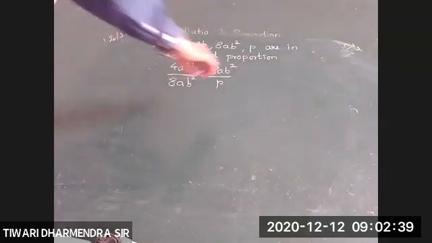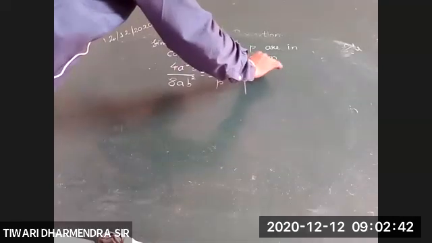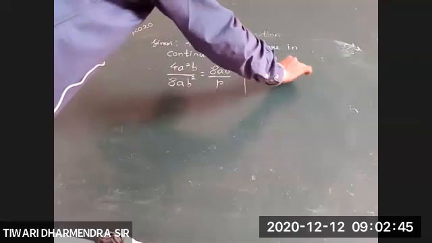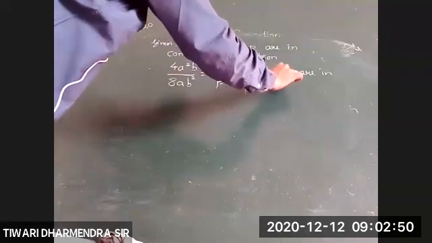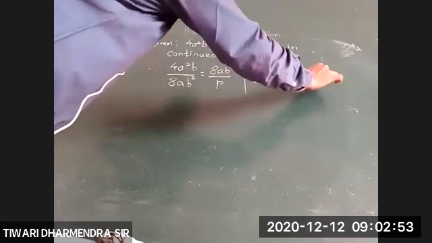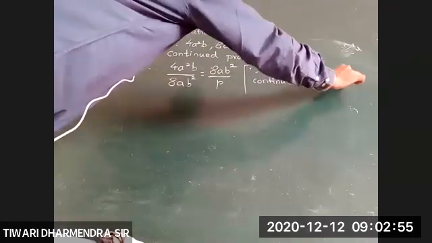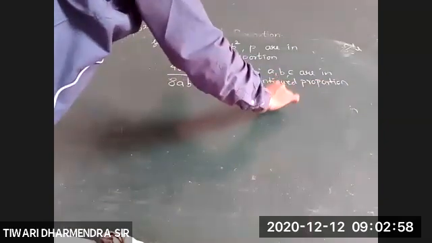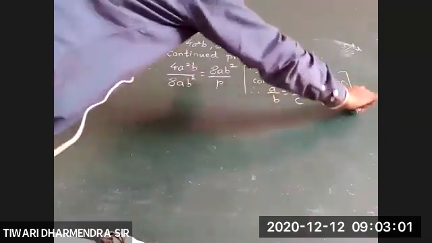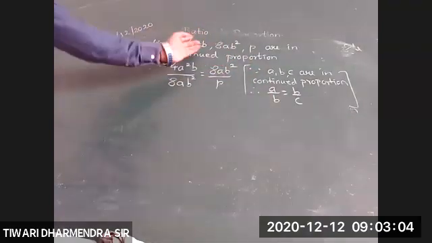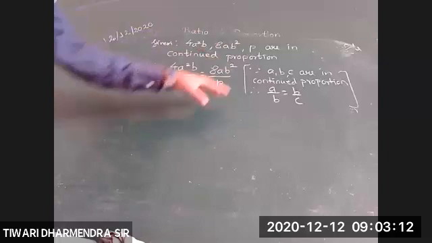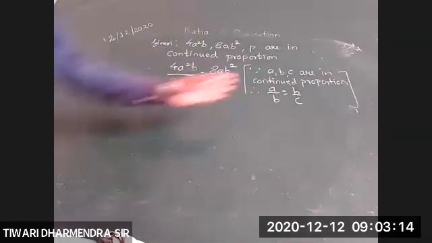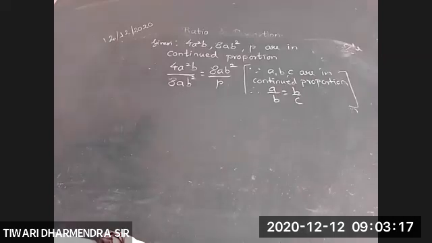How did we get this? Reason: since a, b, c are in continued proportion, therefore a by b is equal to b by c. We are using this. You can see first term, second term, third term, or first number, second number, third number. First number divided by second number is equal to second number divided by third number. Same way here, we applied this concept here.